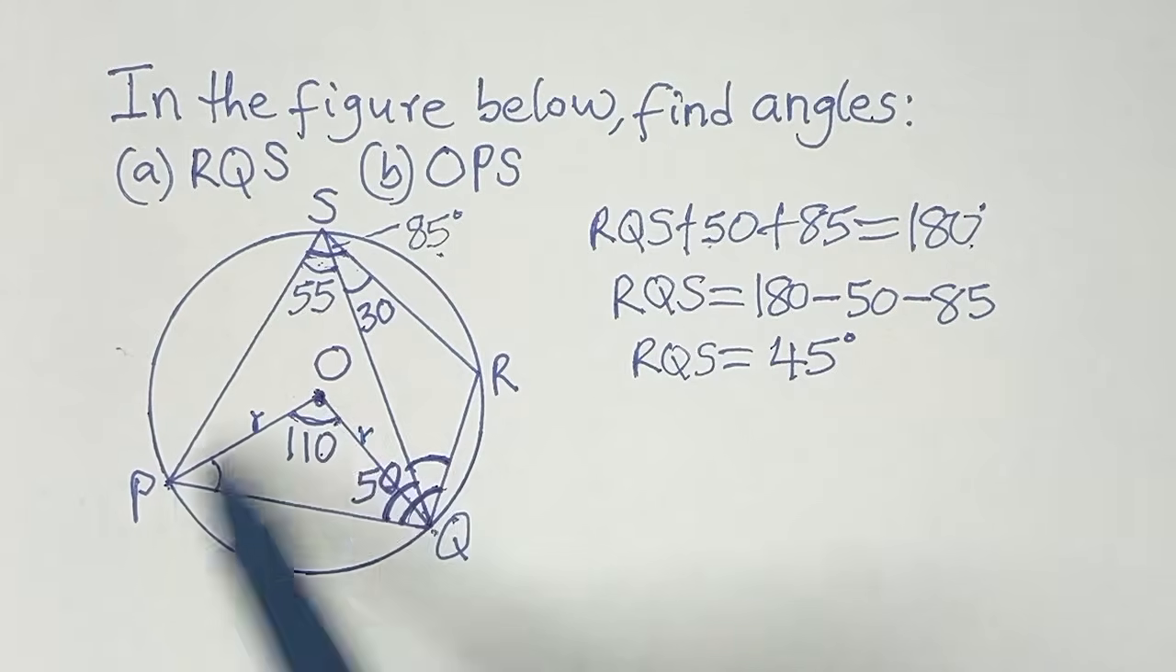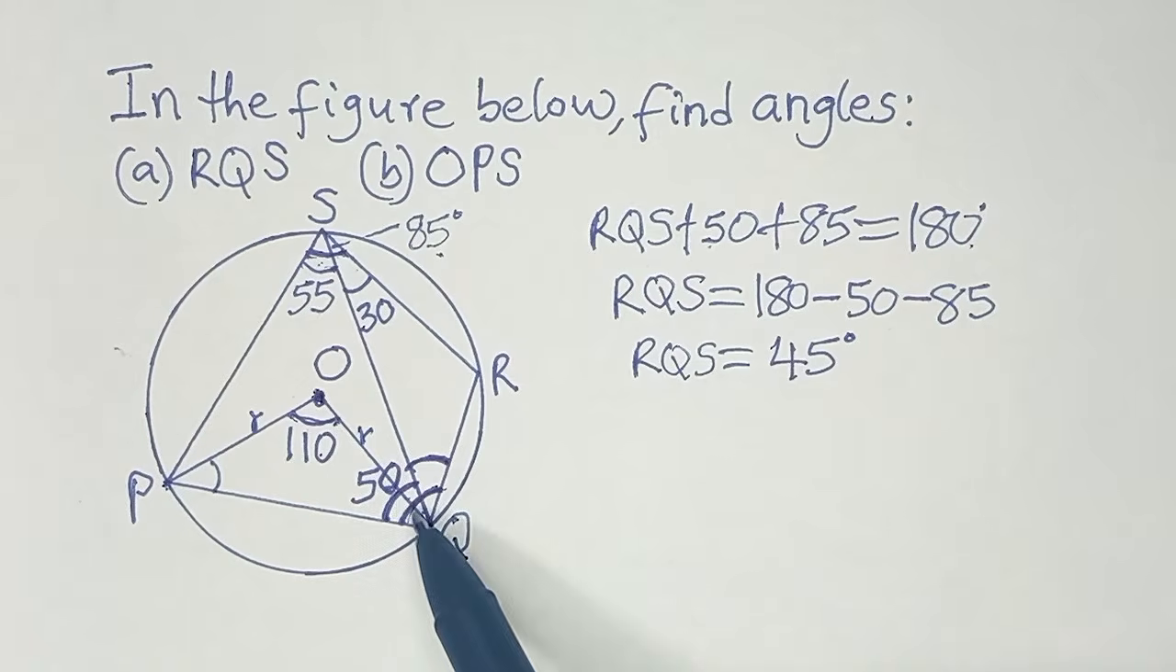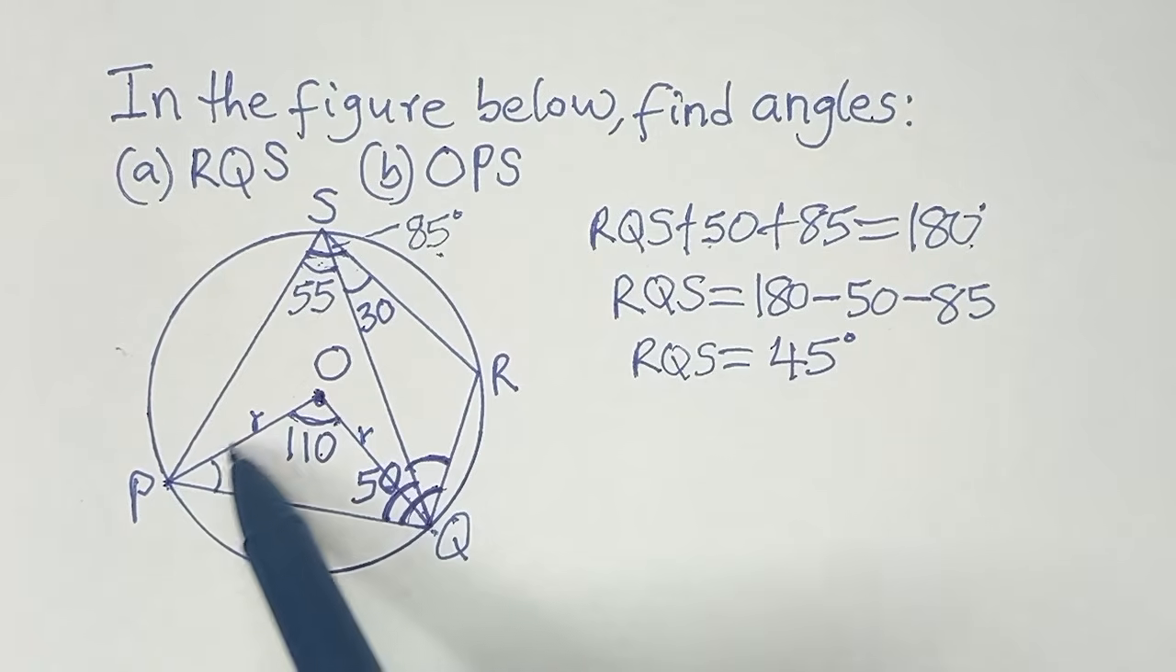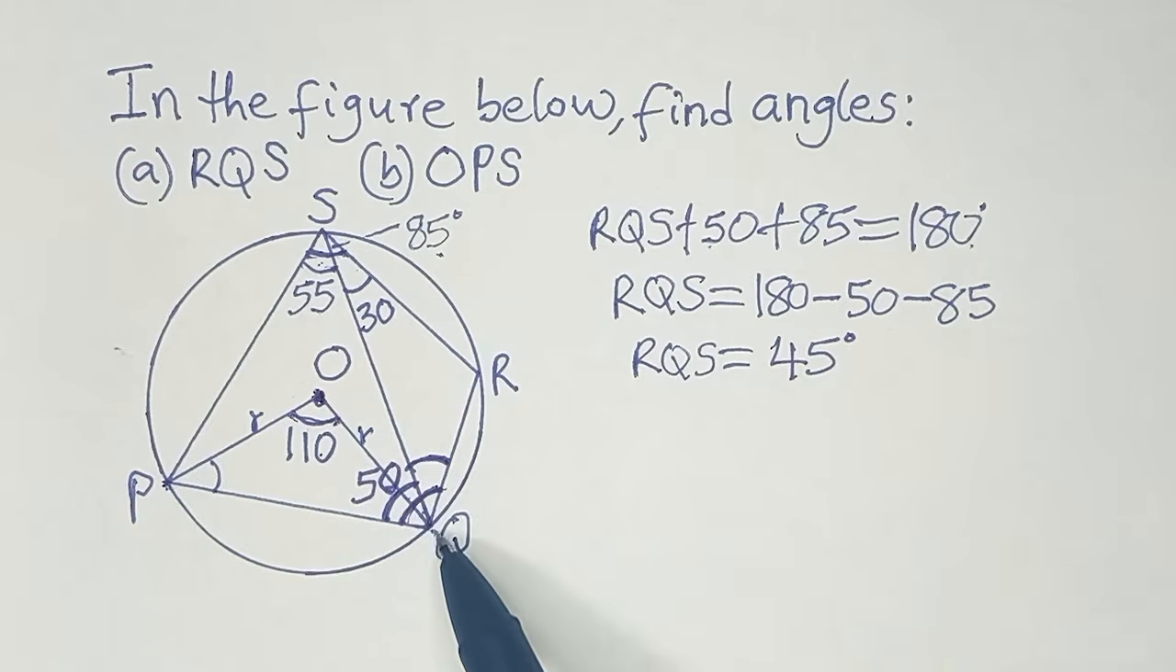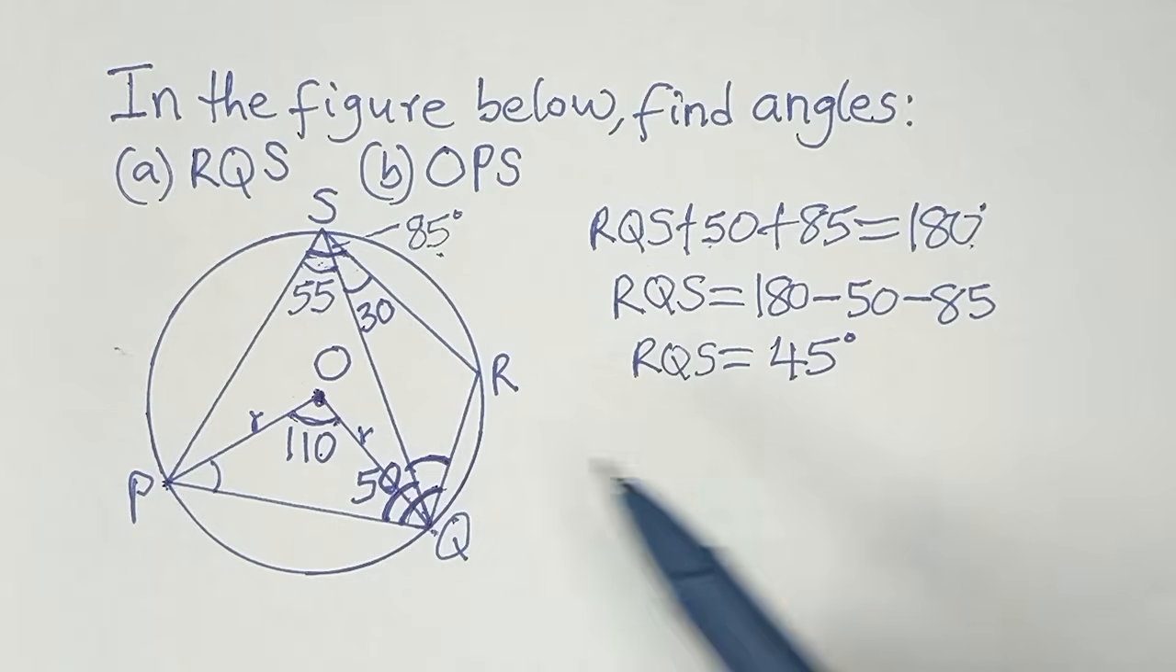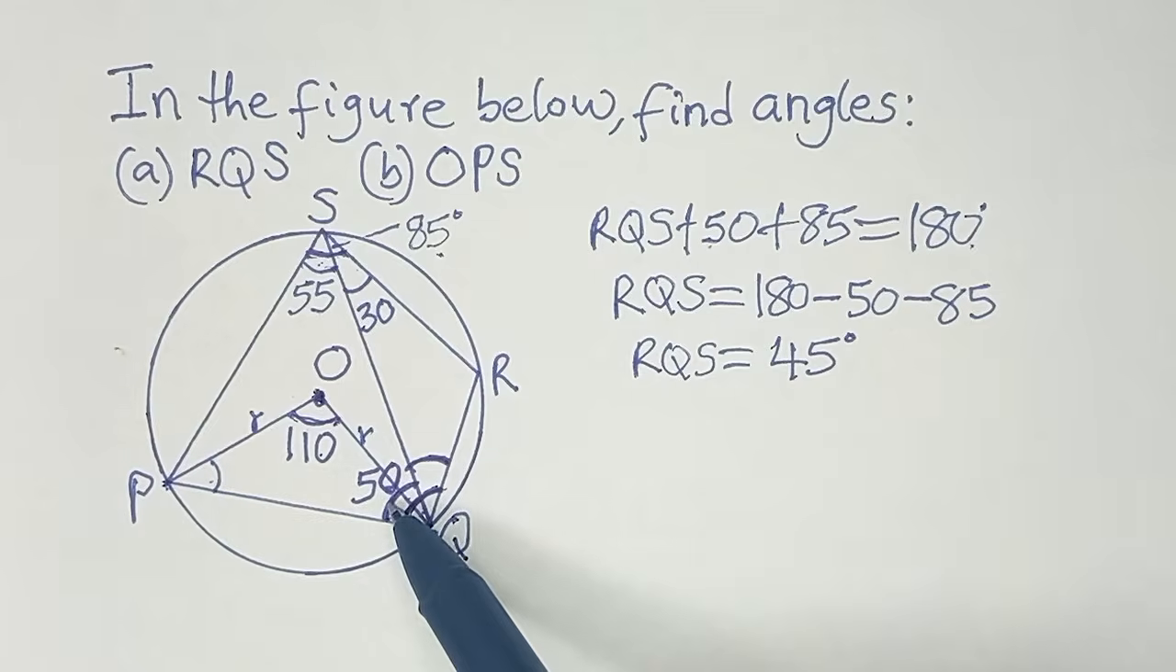So that means this line is equal to this line, meaning that this triangle POQ is an isosceles triangle, where two sides of a triangle are equal. So that type of triangle is an isosceles triangle. And for an isosceles triangle, the two base angles are equal.